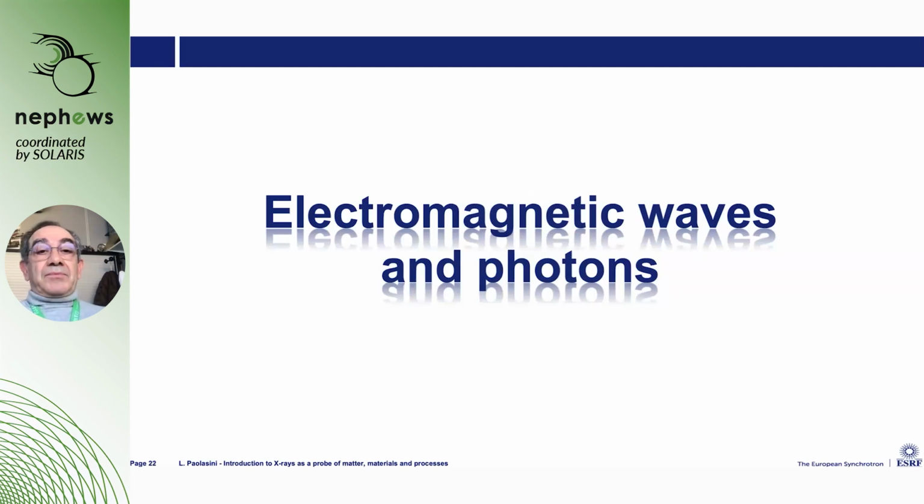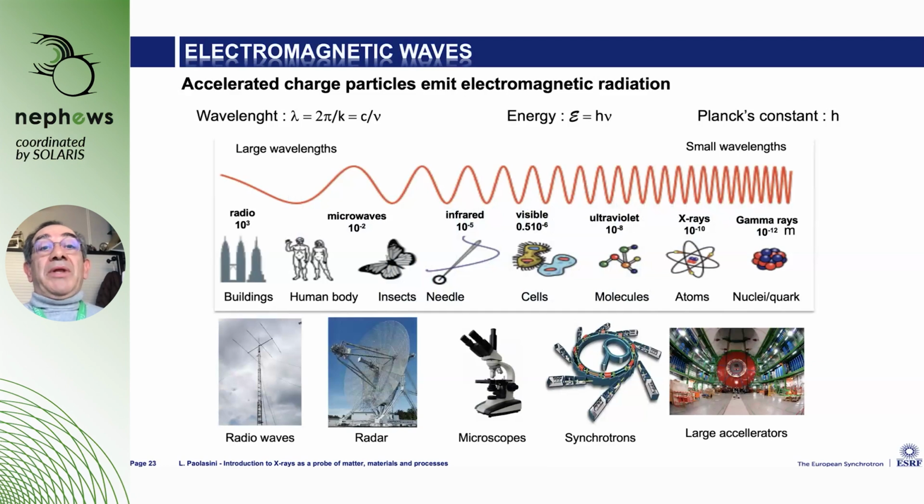Now I want to describe what X-rays are, in particular what electromagnetic waves are, just a little recall, and why sometimes we call it an electromagnetic wave, sometimes we call it a photon. The electromagnetic wave spectrum ranges from the radio wave up to the gamma ray, and X-rays have a wavelength of the order of 10 to minus 10 meter. 10 to minus 10 is a unit called angstrom, and the angstrom is the length unit used to define the interatomic distance and bonding in a molecule.